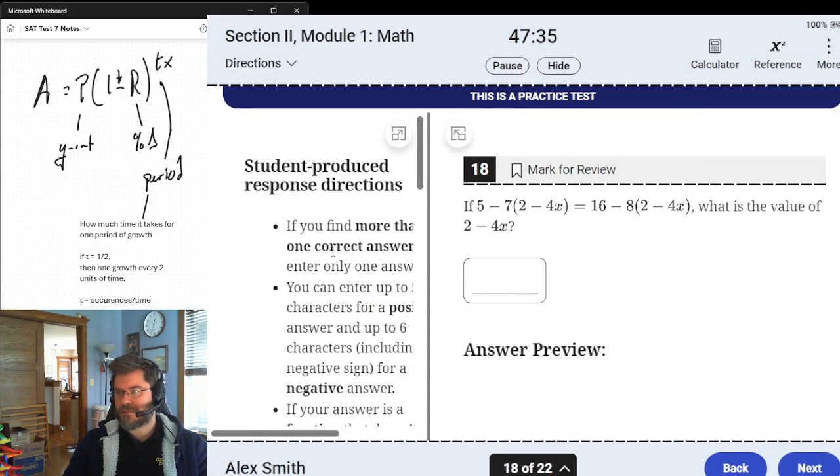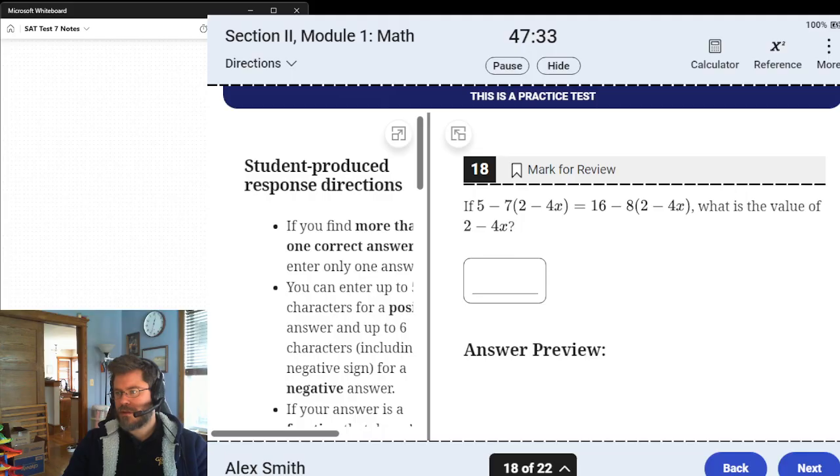All right, number 18. Looks like simple algebra. And again, they're asking not for x, but for 2 minus 4x. And you see it right there in the equation. 2 minus 4x, 2 minus 4x.